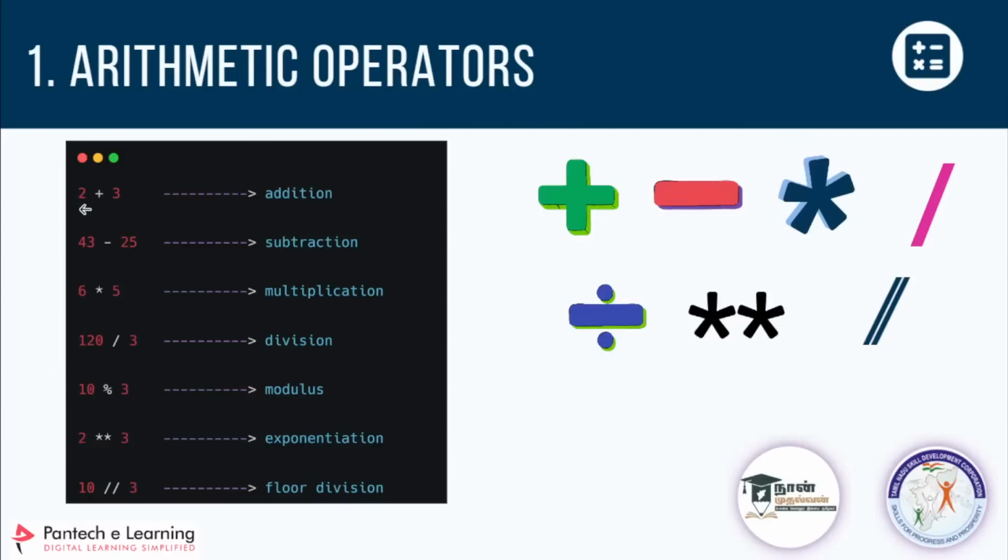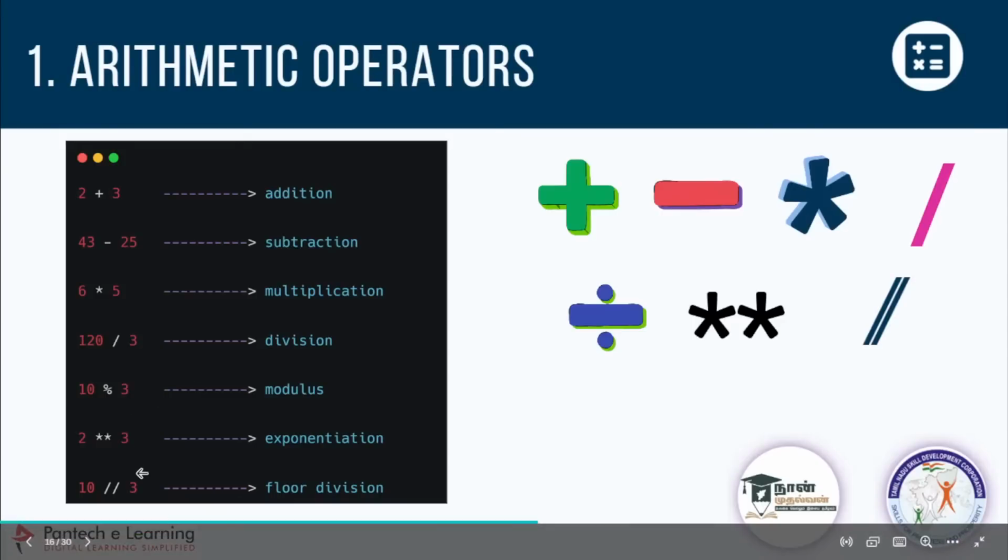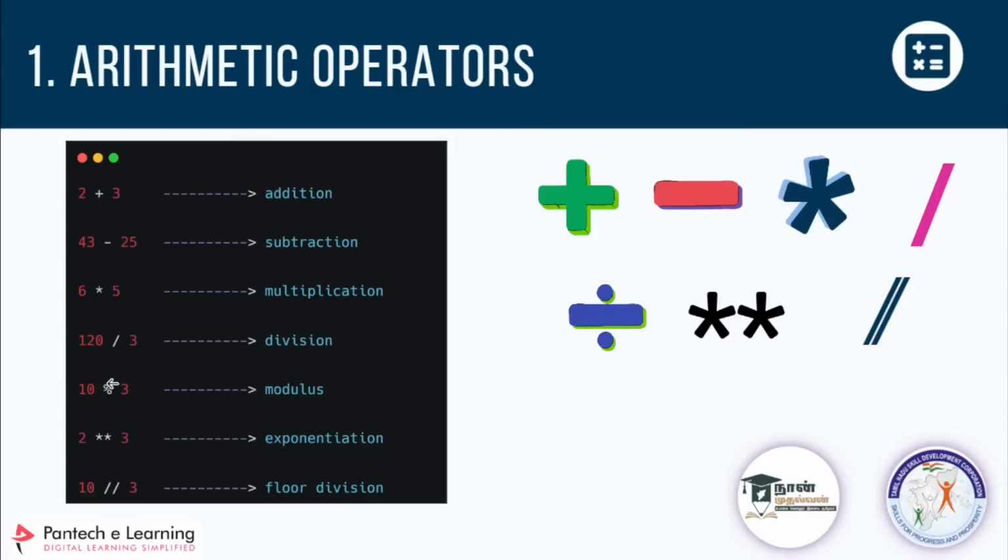First one will be addition using the plus operator. It is going to give you the result. Using minus you can get subtraction. Using star you can get the multiplication result, and using forward slash you can get the division result. The next 3 will be new for you if you are not familiar with them. This is the modulus symbol, which is going to give you the remainder. If I divide 10 by 3, whatever remainder is left will be given as the output.